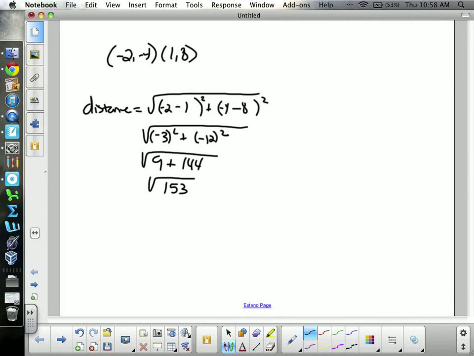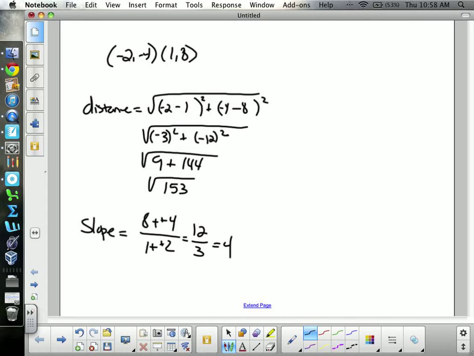The slope, again, show the work. Y minus Y, 8 minus negative 4, over 1 minus negative 2. So it's 12 over 3, which is 4. That's all you have to do.